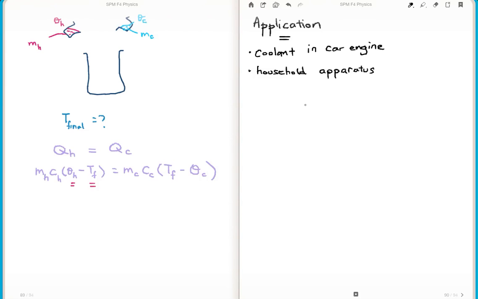Another example I'm going to show you. You need to read on this too: coolant, car engine, household apparatus. I don't normally give everything in the video, otherwise you do not study. There's no shortcut. You need to read your reference. All my videos are meant to help you out, to make sure you are on the right track.